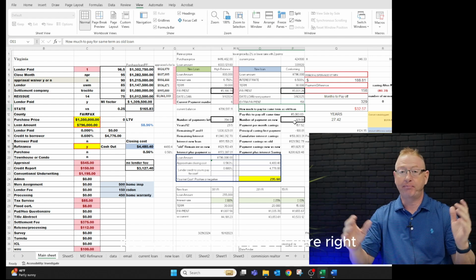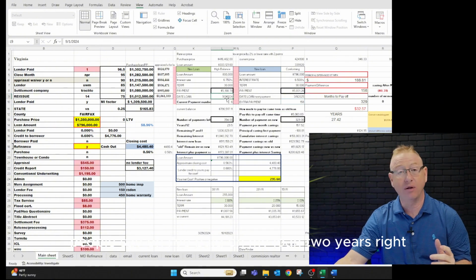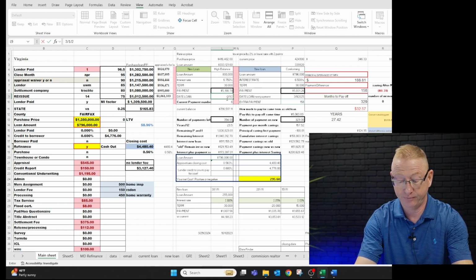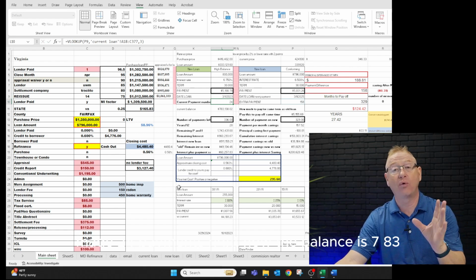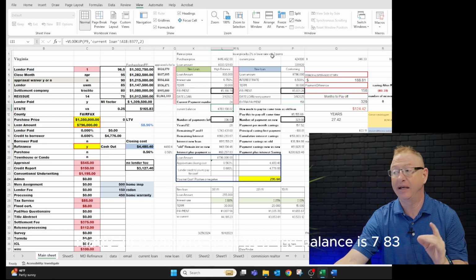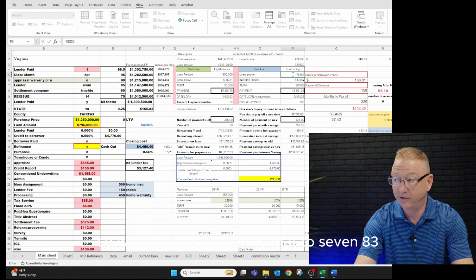Pet peeve here, right? People say, oh, I've paid on my loan 2 years, right? So let's say it's 2 years. Made 24 payments, right? Now the balance is 783. So we're going to change that to 783.